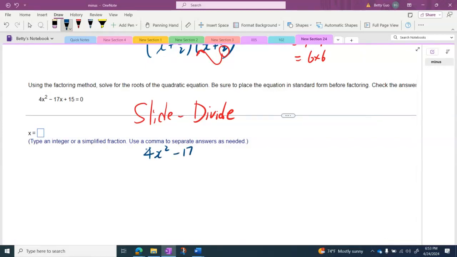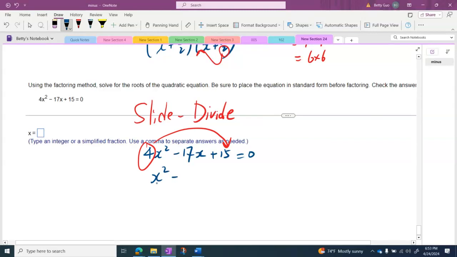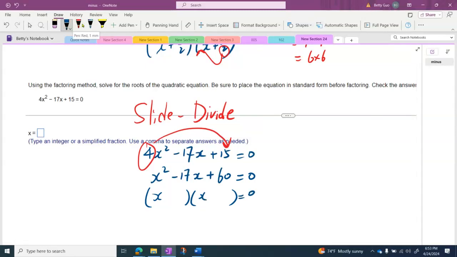4x squared minus 17x plus 15 equals 0. The left side is already in standard form. Right side is 0. Slide. We have x squared minus 17x plus 15 times 4, 60. Shortcut. We are looking for two numbers. Multiply to 60, add up to negative 17. The two numbers must be both negative.